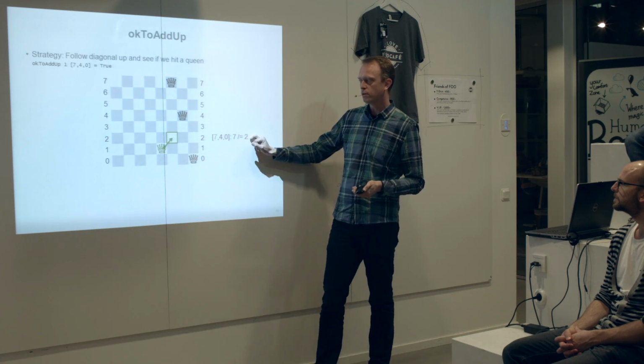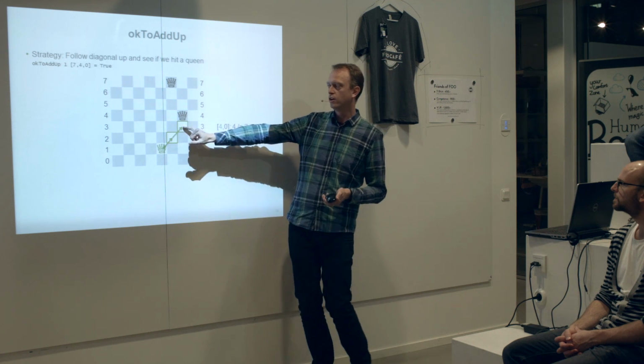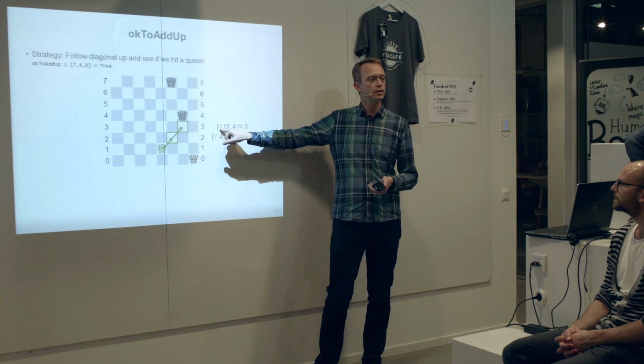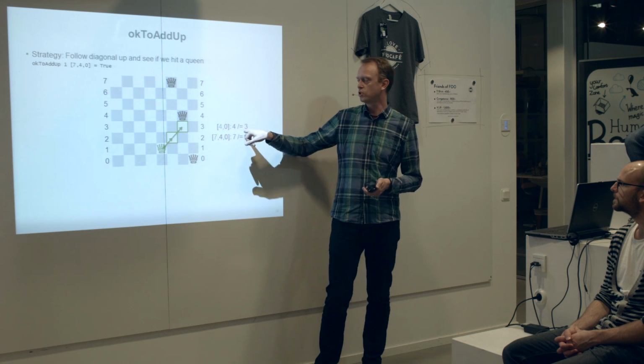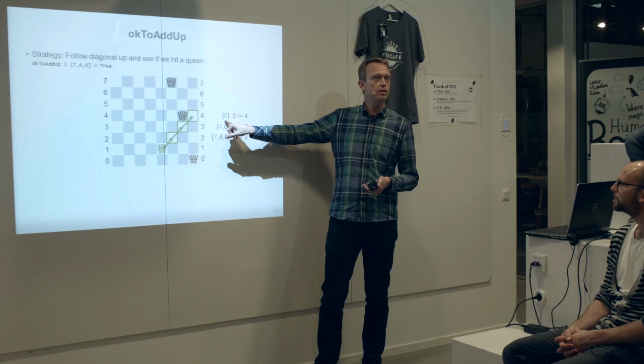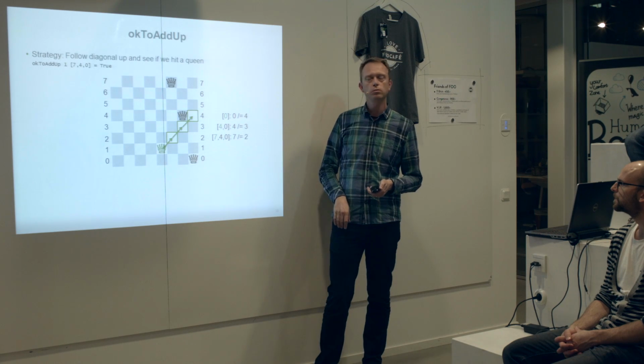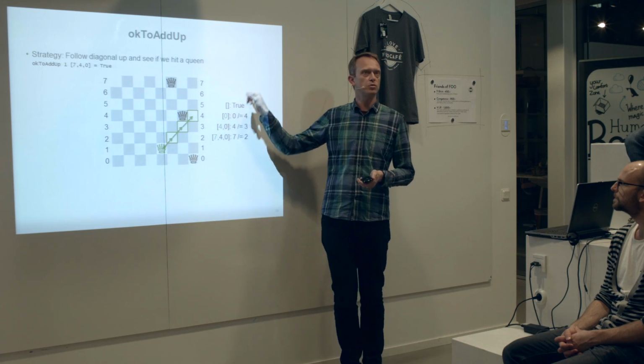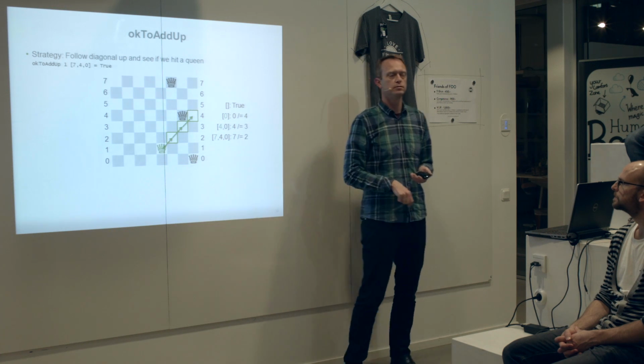We increment again to 3 and check, is there a queen in the second element at position 3? No. Then we do 4. Is the last queen in position 4? No, it isn't. So it's green all the way. And then finally we reach the empty list, and then we know we're home safe. There are no more queens to hit.